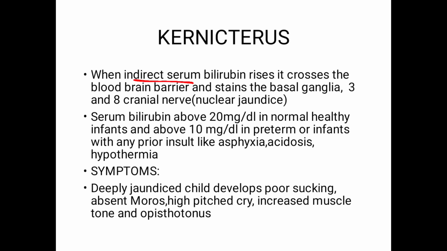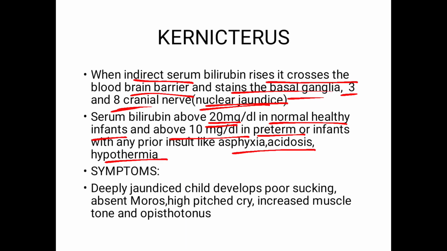So when serum bilirubin rises, it crosses the blood-brain barrier as it's lipid soluble, and it stains the basal ganglia, the 3rd, that's the oculomotor nerve, and the 8th, that's the vestibulocochlear nerve. And this type of staining is actually known as nuclear jaundice. So serum bilirubin above 20 mg per deciliter in normal healthy infants, and above 10 mg in preterm infants or infants with a prior insult, like maybe the child had asphyxia, acidosis, or hypothermia. In these infants, bilirubin levels of even 10 milligrams per deciliter are enough to cause Kernicterus.